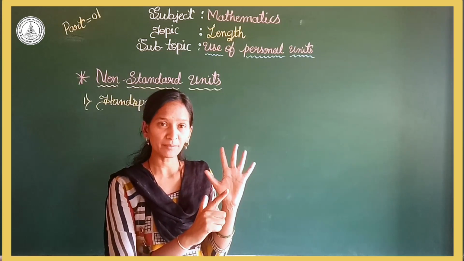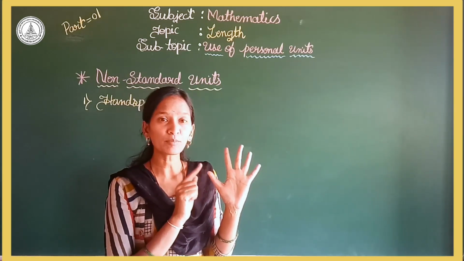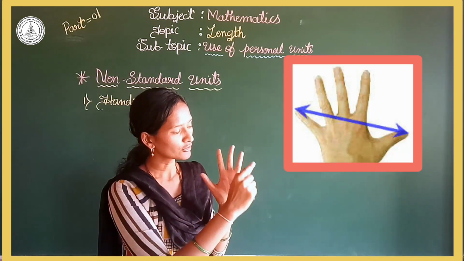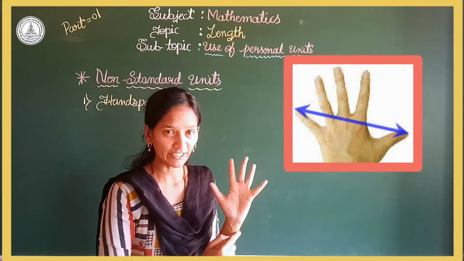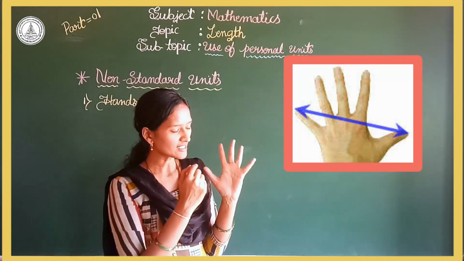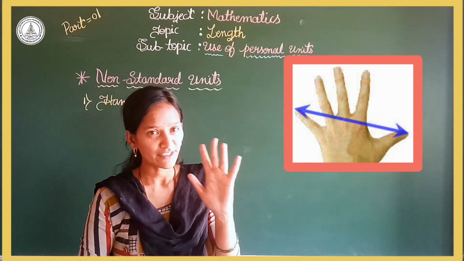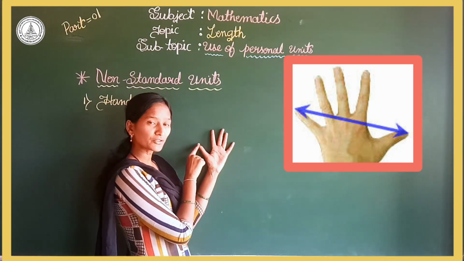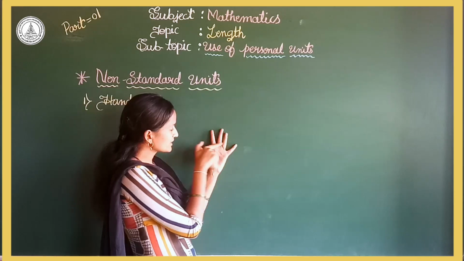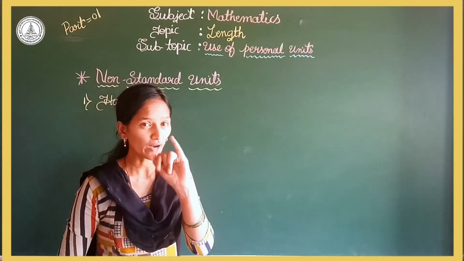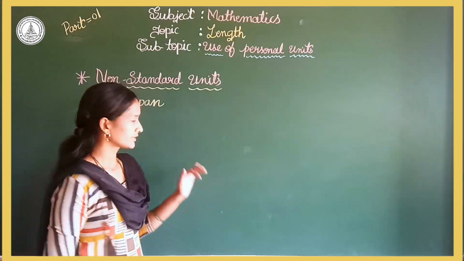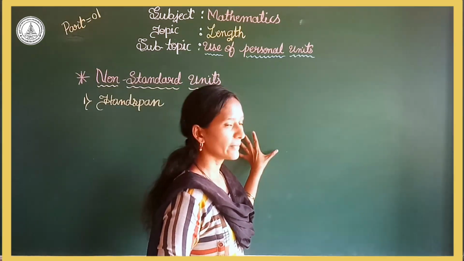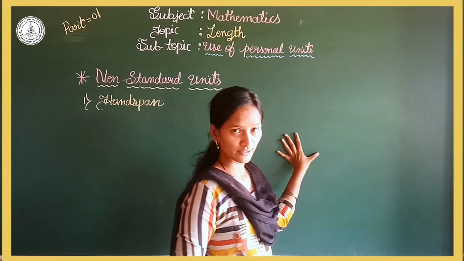See, the hand span means the distance from the tip of the thumb, this is the thumb, right, to the tip of the little finger. This is the little finger, right? This distance is called a hand span. See here, the distance from the tip of the thumb to the tip of the little finger. This distance is called one hand span, right? See here, this is hand span. Like this you have to measure the length of the object.